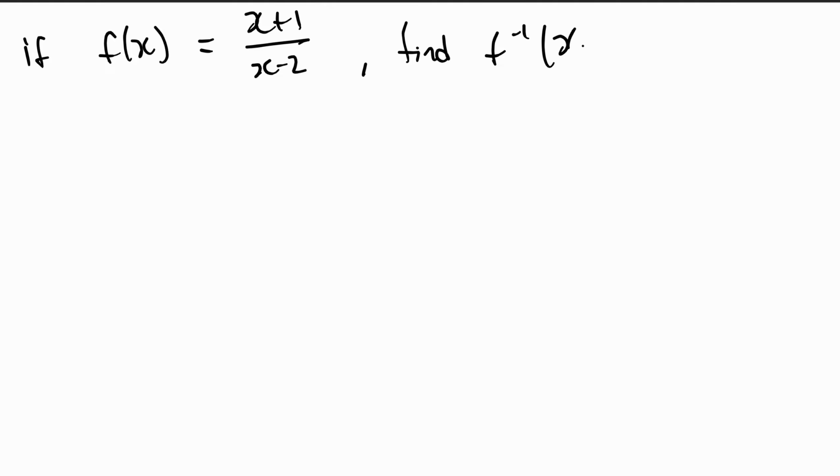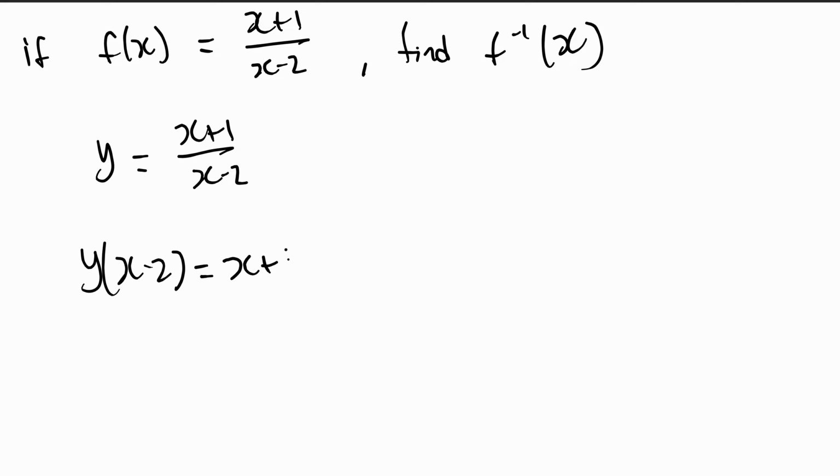If f of x is equal to, let's say, x plus 1 over x minus 2, find the inverse function of that function. How do we do that? We're going to change this to a y. x plus 1 over x minus 2. Let's make x the subject of this. What will we do? We're going to multiply both sides by x minus 2 to get rid of the fraction. So y multiplied by x minus 2 is going to equal x plus 1.